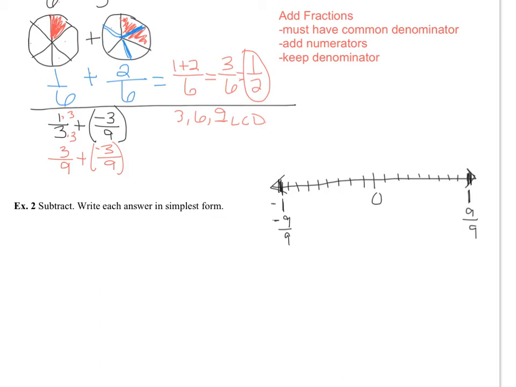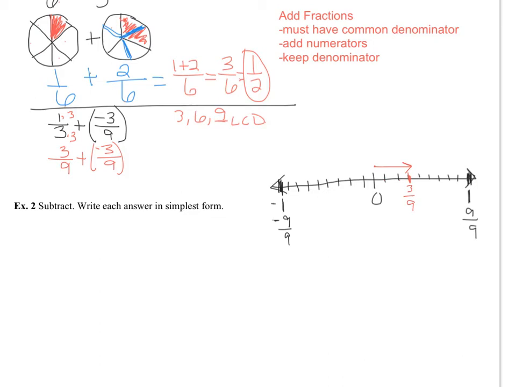So the first one is a positive 3/9. So this is 1/9, 2/9, and 3/9. So this number right here, or dash, is representing 3/9. Just like with our whole numbers, we drew a vector from 0 to 3/9.